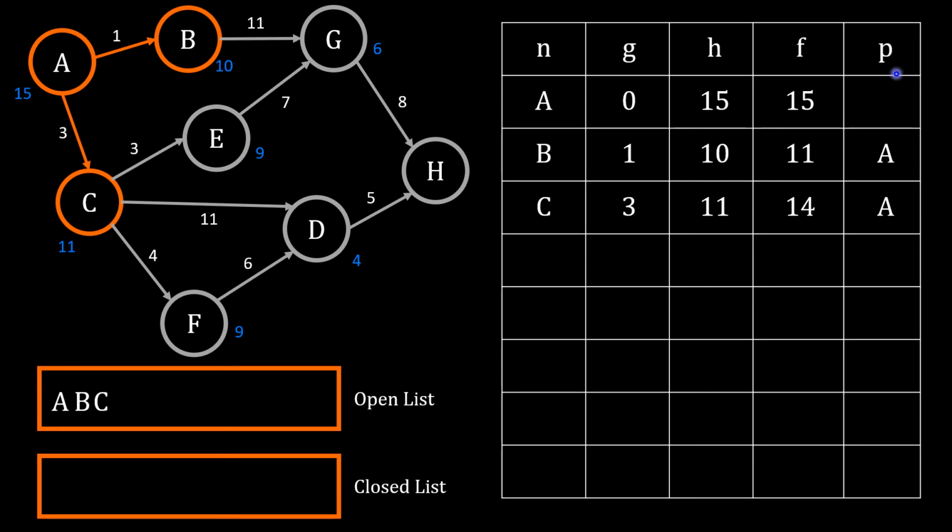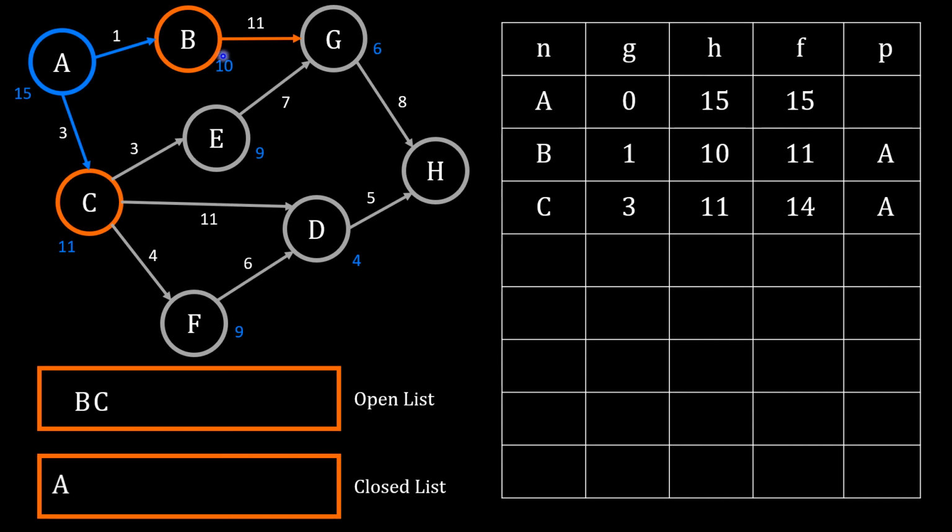And the reason why we use the previous node is so that we can find the shortest path and we can unravel it on the way back. So now we have looked at all of the neighbors of A. So we can move A from the open list to the closed list, which is basically just saying we've now looked at all of the neighbors of A and that is fully complete.